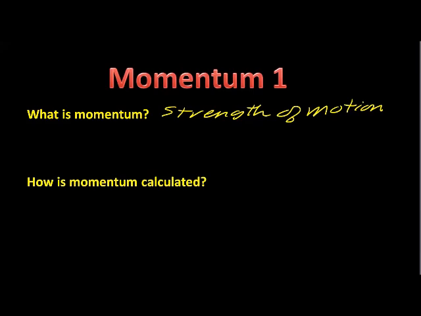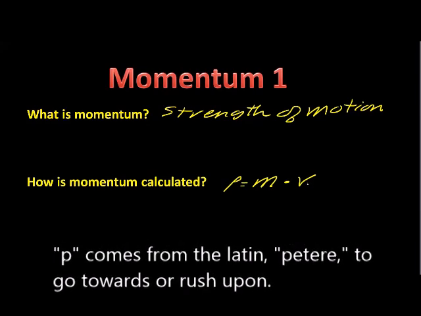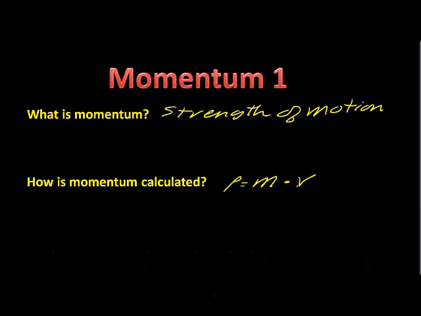If you have a moving object, how do you increase its strength of motion? Well, obviously you can make it move faster, you give it a higher velocity, but there's something else you can do to change the momentum. You can also increase its mass. So momentum involves two things: mass and velocity. And as a matter of fact, that is how it's calculated. Momentum, the symbol for which is lowercase p, is actually mass times velocity. And there is our equation for momentum.